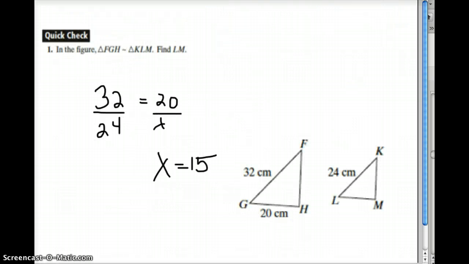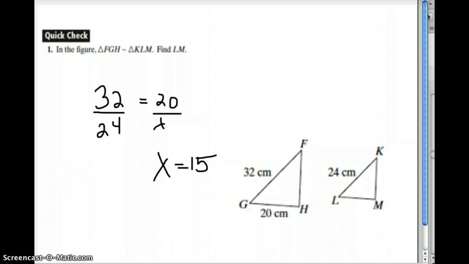Go ahead and try the quick check. You can see here I have set it up. It's really important. Setting up your proportion and understanding how to set up that proportion is critical. Whether you do big side over small side equals big side over small side, or big side big triangle over big side small triangle, and then the next side should be small side big triangle, small side small triangle. As long as you set everything up correspondingly, you should be in good shape.